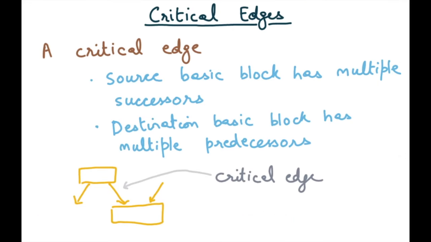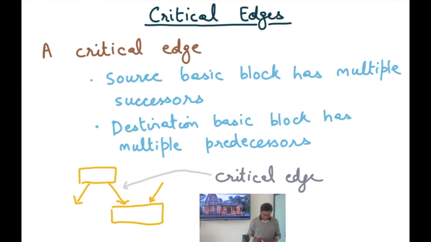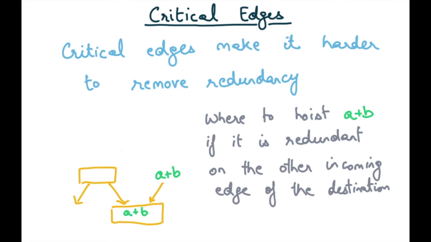So what is a critical edge? A critical edge is an edge where the source basic block has multiple successors and the destination basic block has multiple predecessors. So here is an example of a critical edge. This particular basic block has two or more successors and this particular basic block has two or more predecessors. All right.